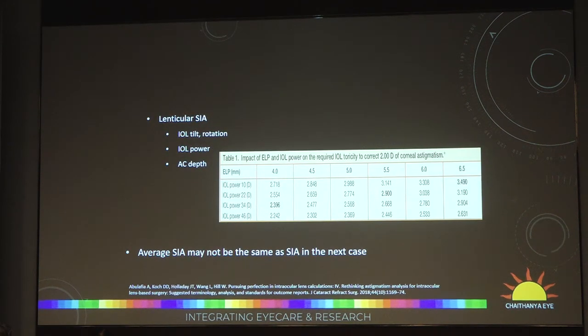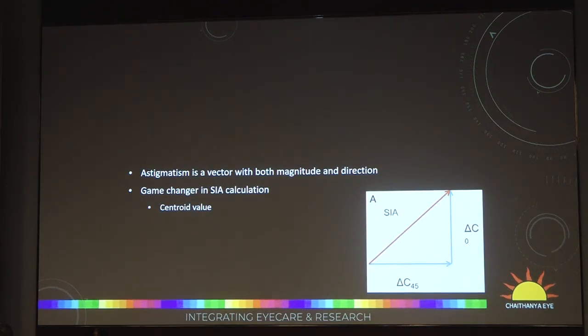Then there is also the lenticular SIA. There can be IOL tilt that can produce a surgically induced astigmatism. So to prevent that, you make sure you have enough coverage of the anterior capsular rim around the optic of the IOL. And depending on the AC depth, if the actual AC depth is more or less than the predicted one, you can have a difference in not just the spherical power, but also the toricity. And remember that average SIA may not be the same as the SIA in the next case. However, there's very little that we can do about it.